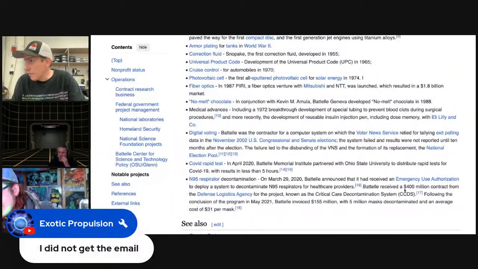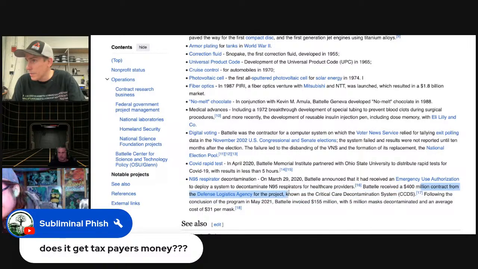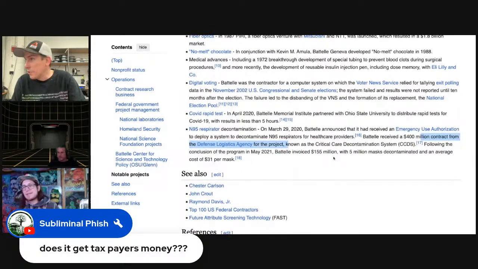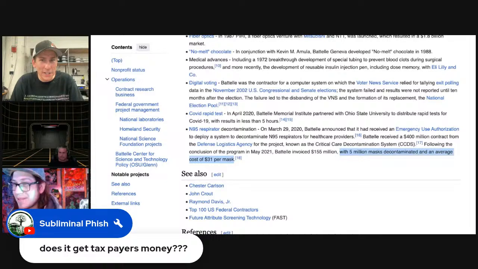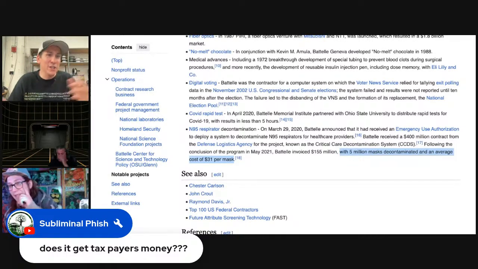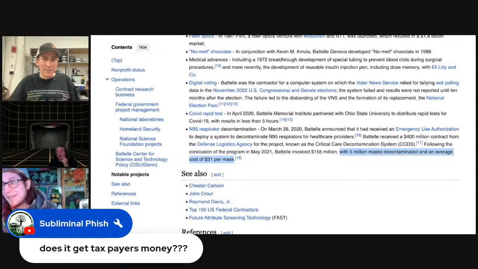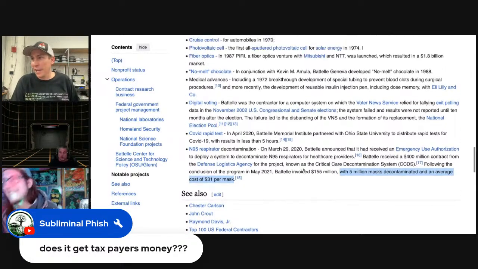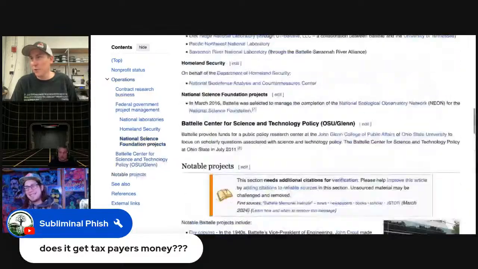Check this out. They received a $400 million contract from the Defense Logistics Agency to redo masks. So they decontaminated 5 million masks at an average of $31 per mask. Okay? And they got all the taxpayers' money. We paid Battelle to recycle and decontaminate masks. Now the masks that they decontaminated contain these fibers that gave everybody cancer and messed up their lungs. And we spent $31 per mask. They could have just bought a new mask for like 10 or 15 bucks. The spending is just so ridiculous and stupid.